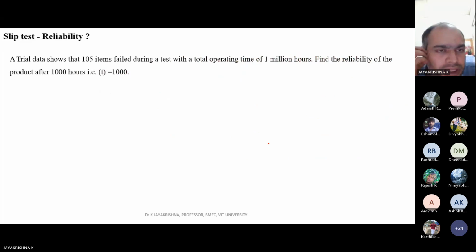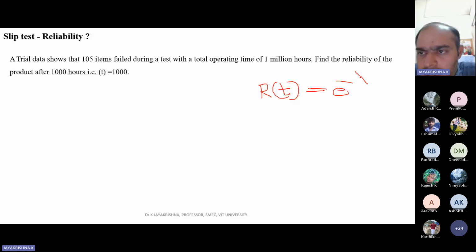Next, it's a test for you. Can you do the reliability test? Can you find the reliability of this? Reliability at t is equal to e power minus lambda t. This is the formula I know. Here, trial data shows that 105 items failed during a test. So 105 items failed during the test. What is this value?